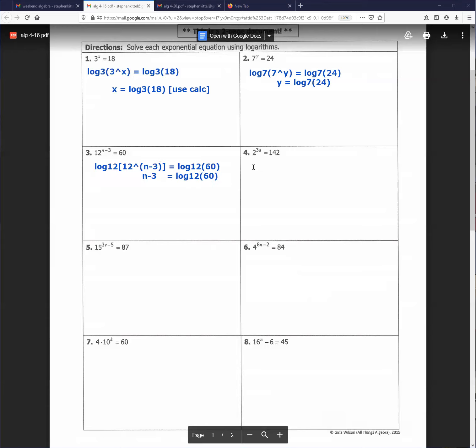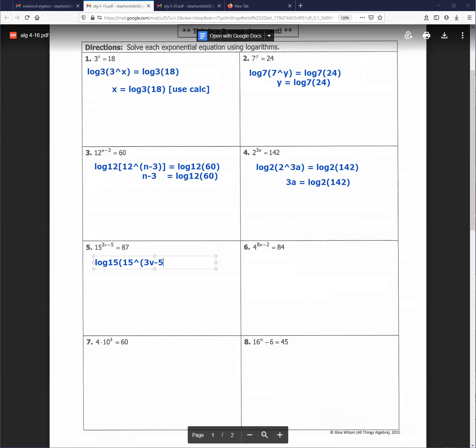2 to the 3a equals 142. All right, so we'll do log base 2 on both sides. We cancel, we get 3a equals log base 2 of 142. 15 to the, all right, so we'll undo with a log base 15.